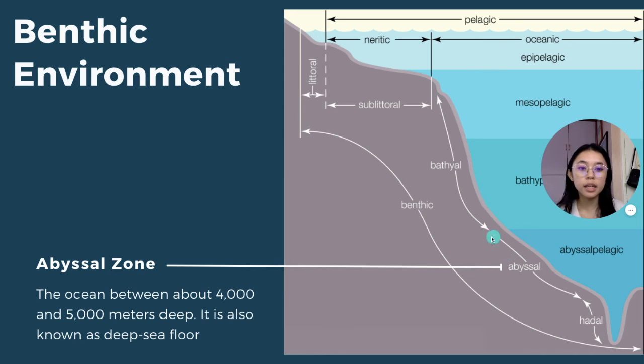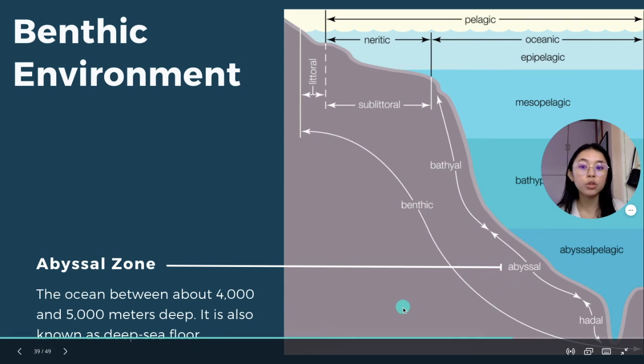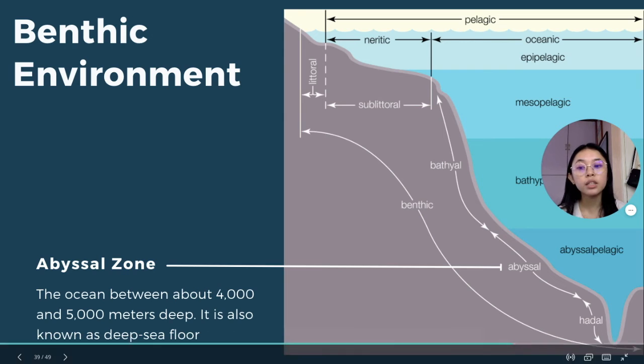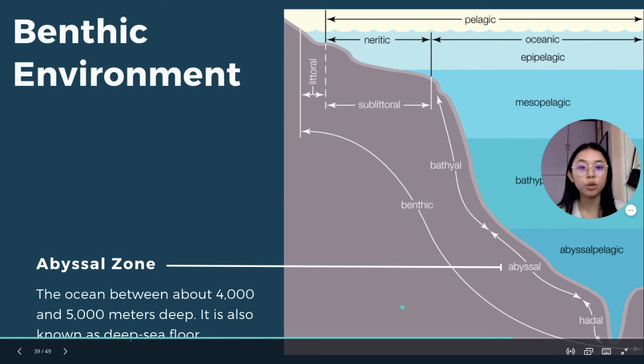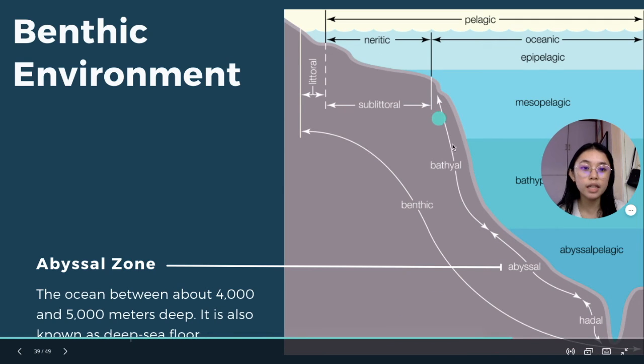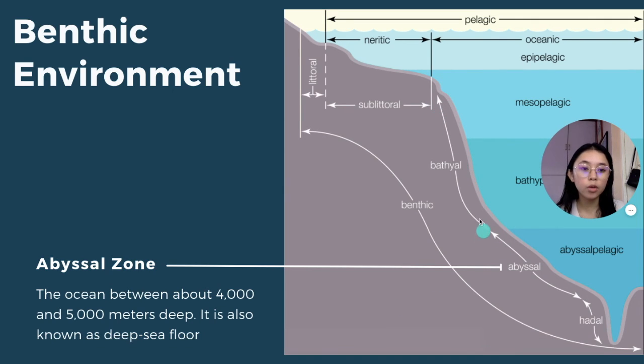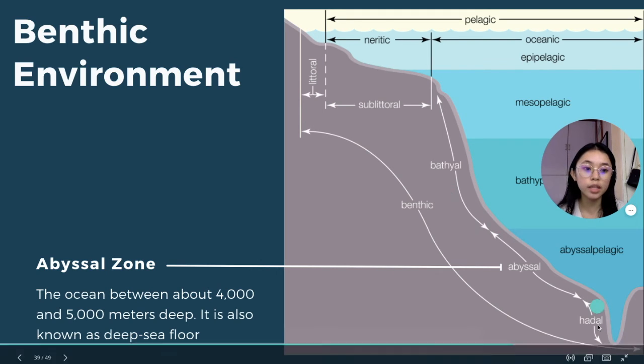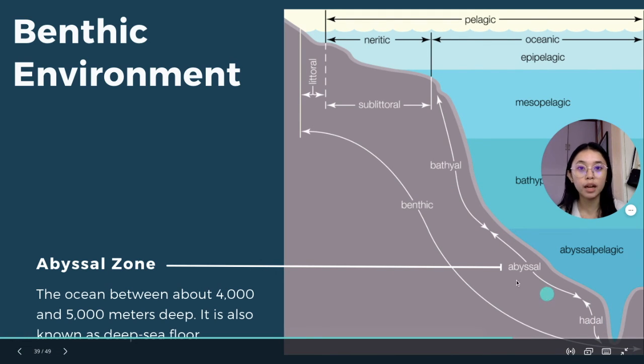The next is the abyssal zone. So the ocean between about 4,000 and 5,000 meters deep. It is also known as the deep sea floor or the abyssal plain. So this is less of a slope area compared to the bathyal or the hadal. So it's more of a plain feature.